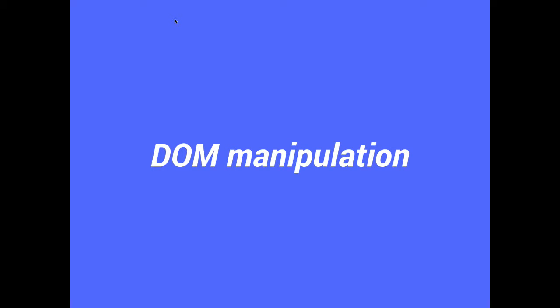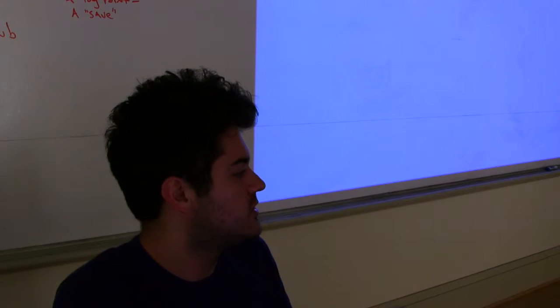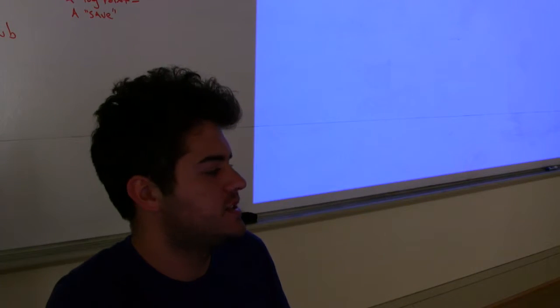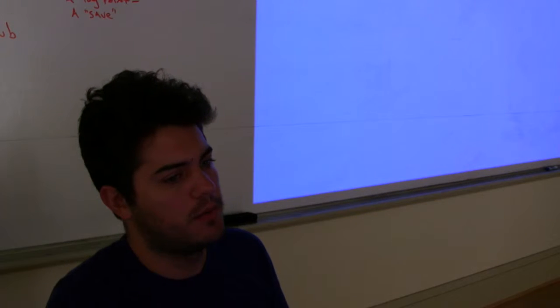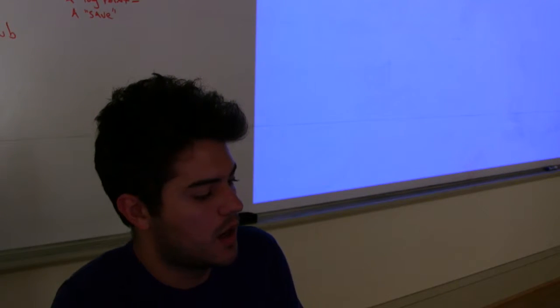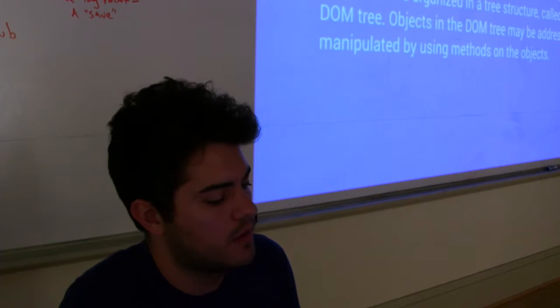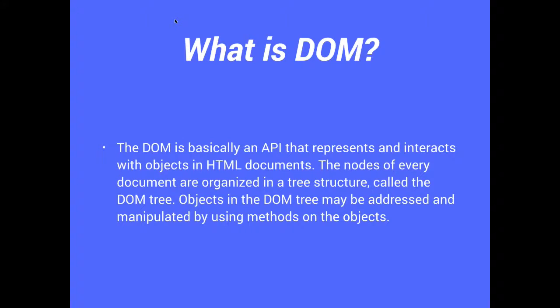Cool. So the basics of JavaScript are important because this is going to be the same if you're using Node.js or JavaScript on the browser. There are certain things that only work in the browser, like DOM manipulation, because Node doesn't have DOM, right? But what is DOM? So DOM is this API that represents and interacts with objects in HTML documents.